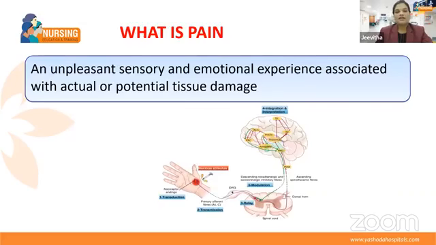Pain is usually an unpleasant feeling. Most of the time, in pain, the patient feels discomfort and has emotional experiences with actual or potential tissue damage. Usually, when the patient gets pain, the nerve receptors, which are called nociceptors, will give signals to the spinal cord and to the brain. For that reason, the patient may have a sensation of the pain.